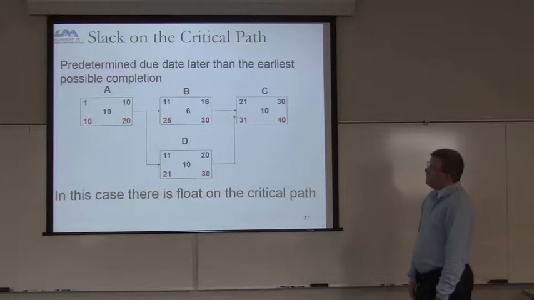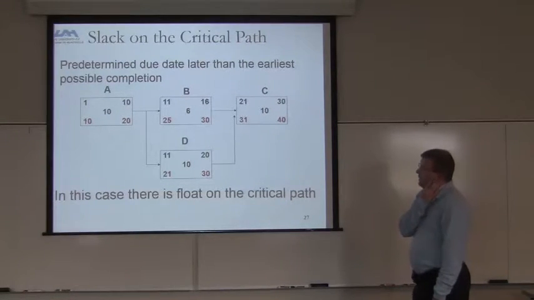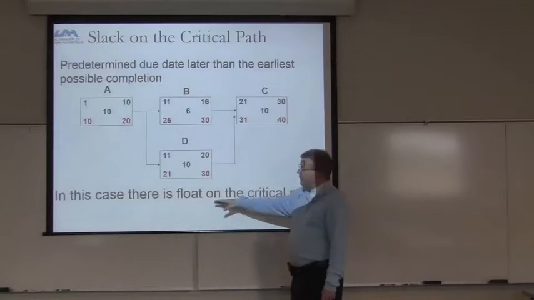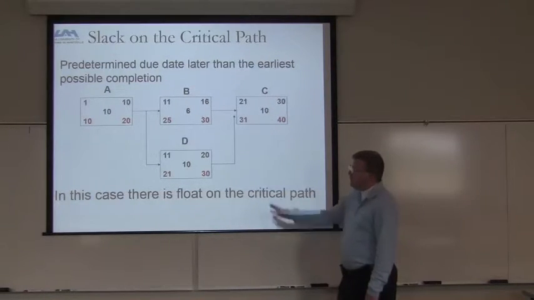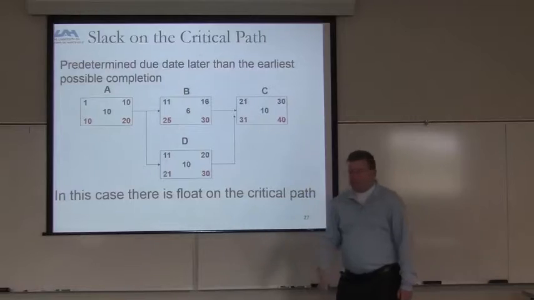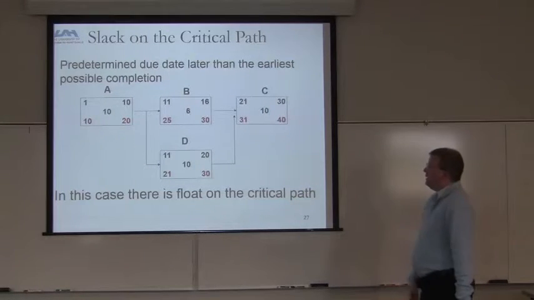So you can look at this. Is there any kind of float on it? And yes, there is. In this case, there is float on the critical path. And so you can see, let me see which one it is, the duration. You can see here there is some. I'm a bit brain dead right now, but there is some on the critical path.